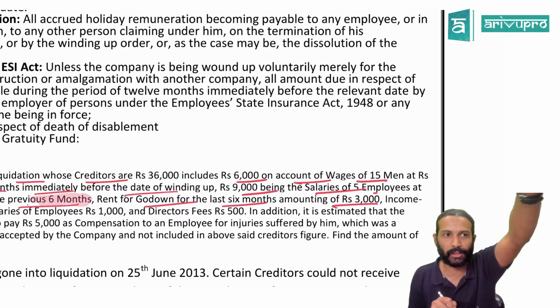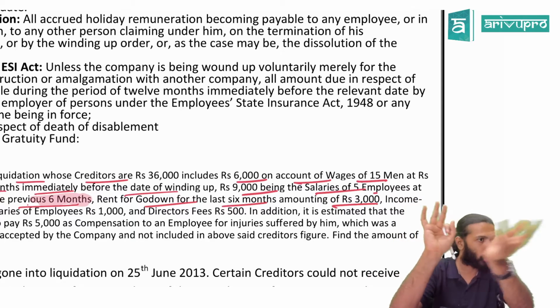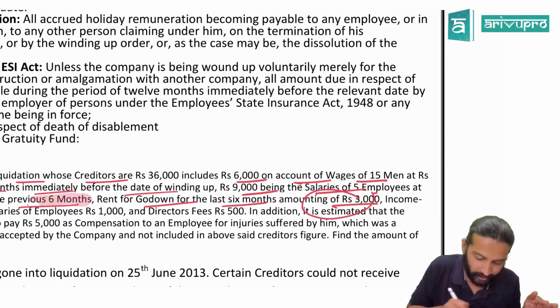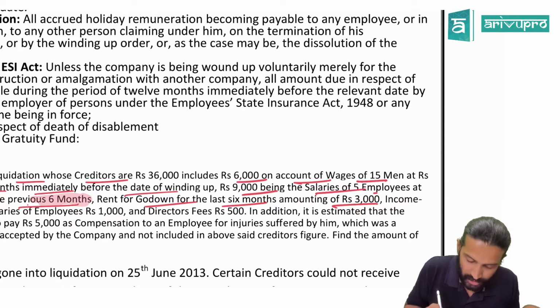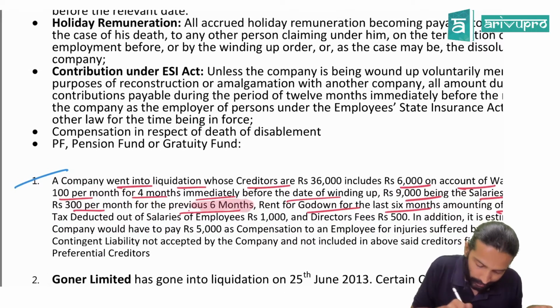Did I say the rent over there is a preferential creditor, or what did I say? Only dues to the employees, government dues, workman compensation. Only these are preferential creditors, I told. Have I mentioned anything else other than that? No. That means, is rent a preferential creditor? No. How about income tax, sir?